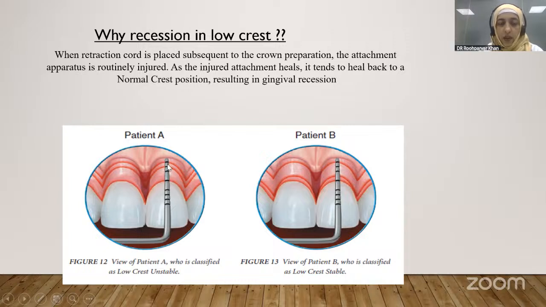In a low crest patient, it is again divided into stable and unstable patients. In case A, we see there is a very long distance between the crest of the alveolar bone and the gingival margin. So such patients are classified as unstable patients.